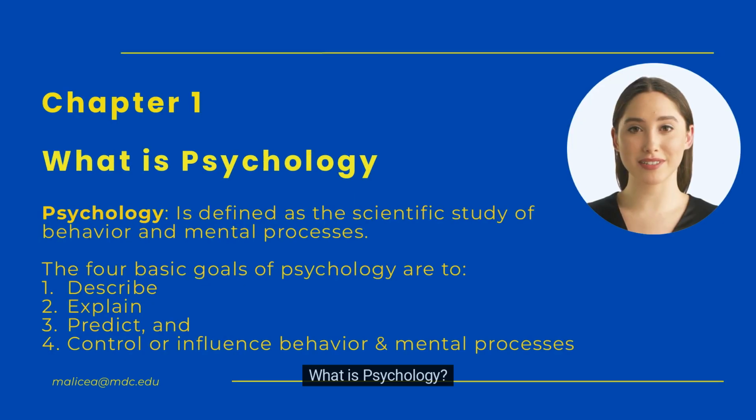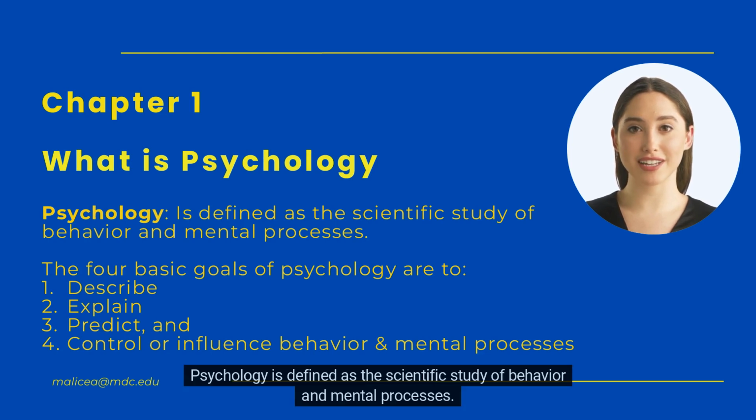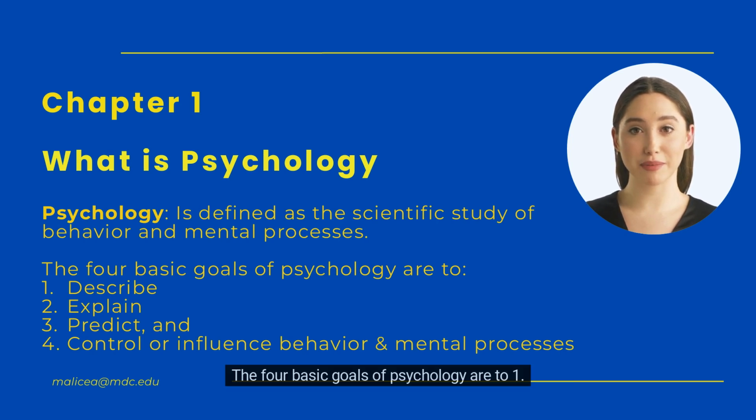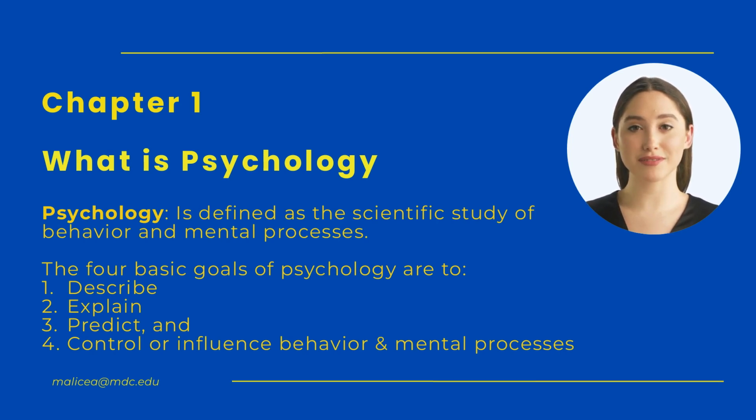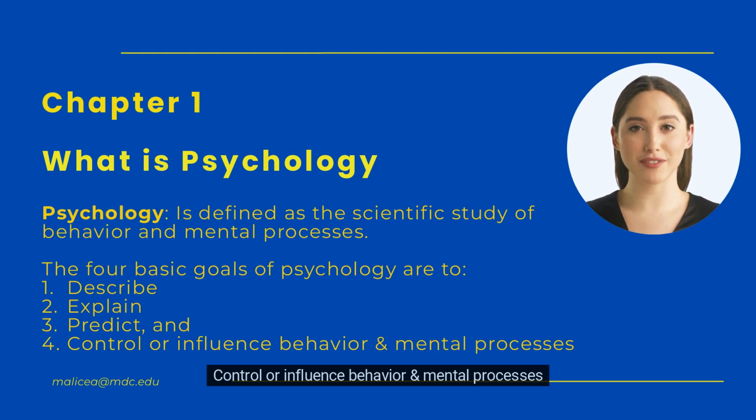What is psychology? Psychology is defined as the scientific study of behavior and mental processes. The four basic goals of psychology are to: 1. Describe, 2. Explain, 3. Predict, and 4. Control or influence behavior and mental processes.